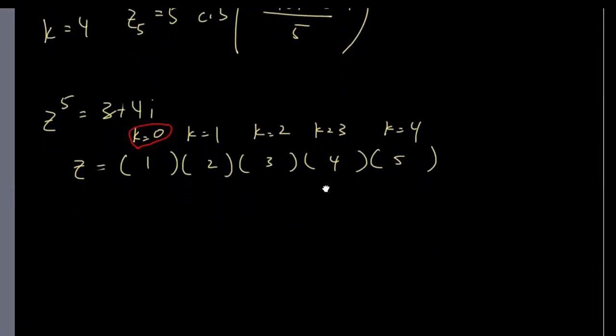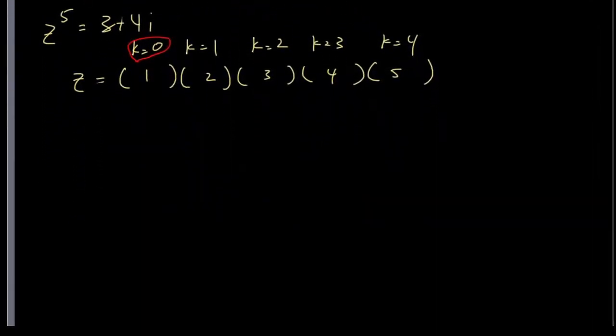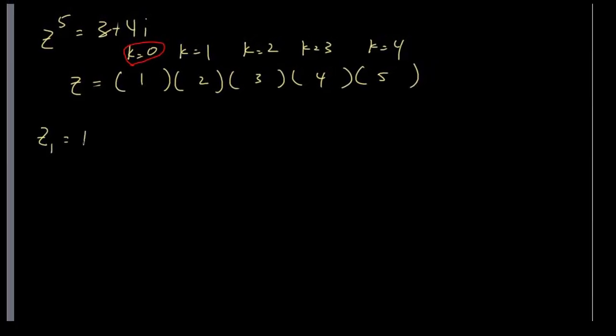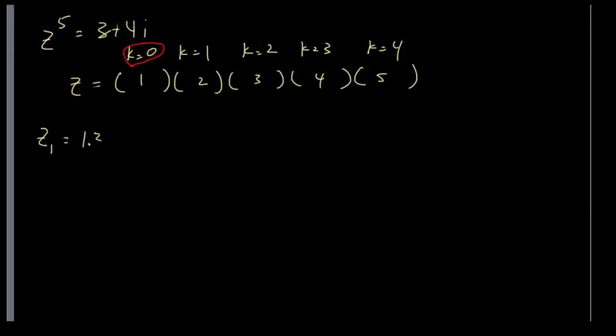Now I've done the rectangular form already. So z1 equals 1.36 plus 0.25i. z2 equals 0.18 plus 1.737i.